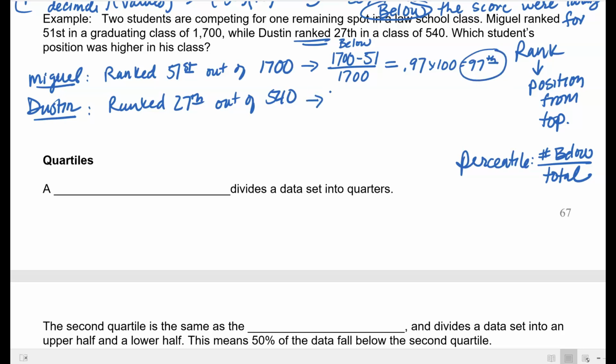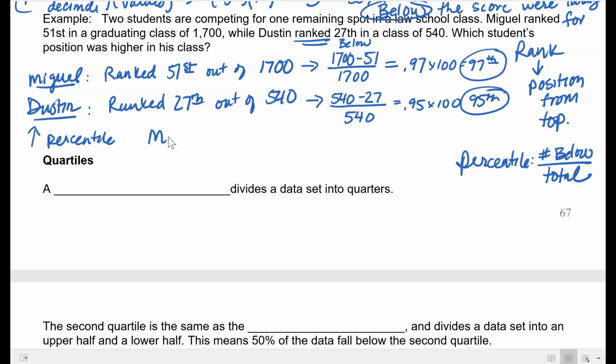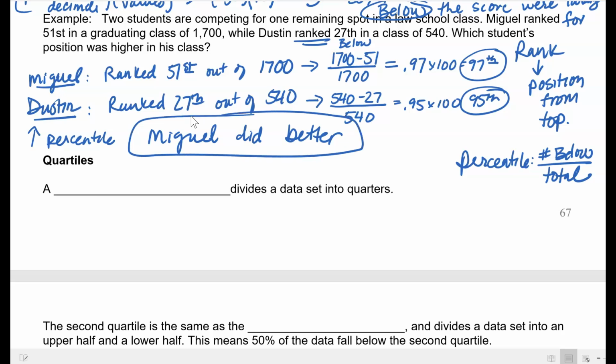For Dustin, if he was 27th place, we're going to take the total people minus 27. That gives you the number of people below him, divided by the total, which is 540. And you get 0.95, which is equivalent to the 95th percentile. Okay, and in terms of percentile, the higher the percentile, the better it is if they're wanting to be at the top here. So I would say that Miguel did better because his percentile is higher.